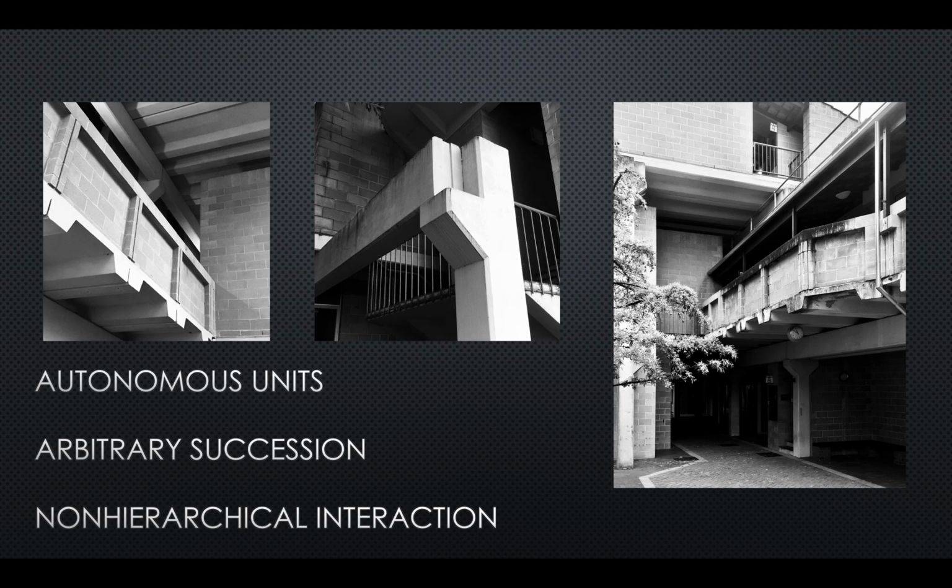So we have autonomous units, and we see this in terms of how the rooms inside the school are completely separated from one another by this system of beams and columns. Now you'll notice that in the School of Music, all of the rooms are of very, very different proportions, and they're kind of stacked on top of each other and next to each other in a really arbitrary way. So we have this idea of autonomous units and arbitrary succession.